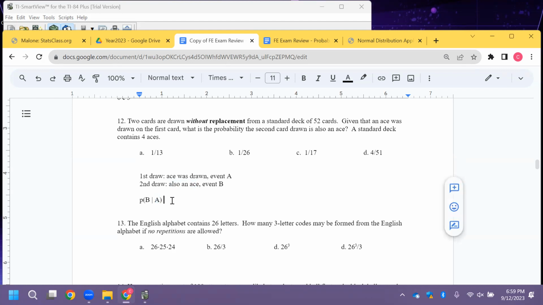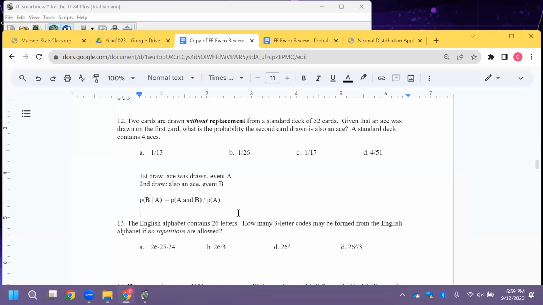That's event A. Now, the formula for this is the probability of A and B divided by the probability of A. They give you that formula on the FE exam, so don't try to memorize it. Just look it up, and if you have a conditional probability, it's the probability of A and B divided by the probability of A.